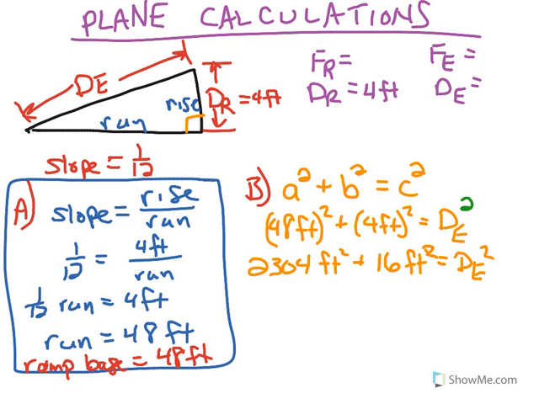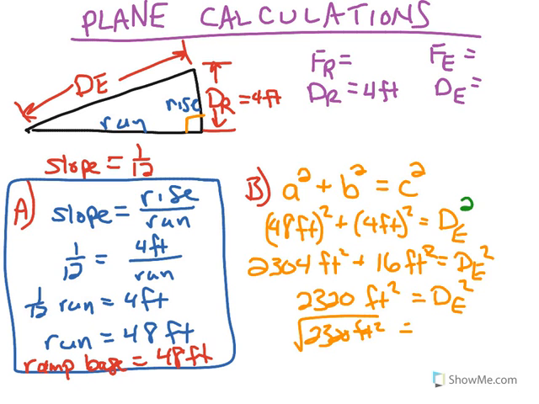2,304 and 16 would be 2,320 square feet. That's the distance of the effort squared. To get rid of the squared, you square root both sides. Technically, when you square root, it's plus or minus. Since we're talking about a distance, we're just going to take the positive version. So that would give us the square root of 2,320 square feet equals the distance of the effort.